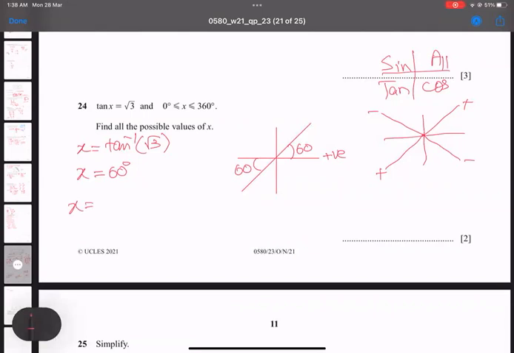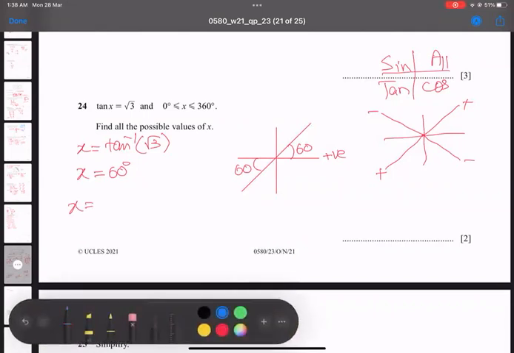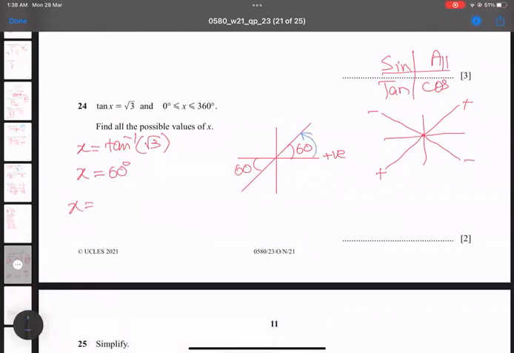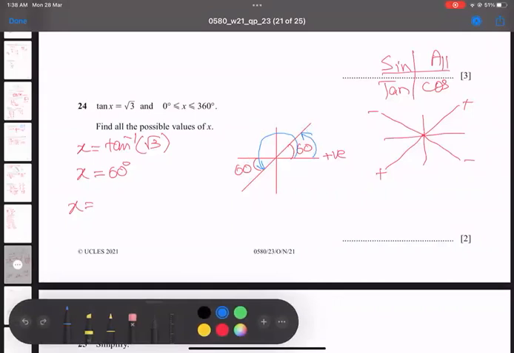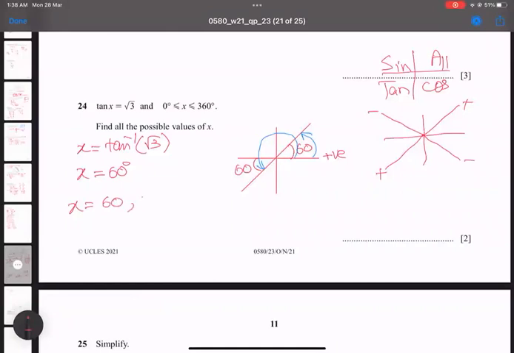Let's see what the first answer is. My first answer is from here till here. And the second answer is from here till here. The first answer, and the second is 180 plus this 60. So our answer is clear. The first answer is 60. The second is 180 plus 60. And I got two answers, 60 and 240. So Alhamdulillah Rabbil Alameen, this question is also clear.